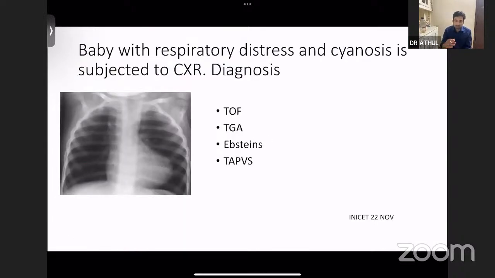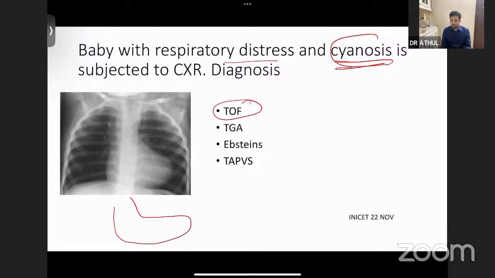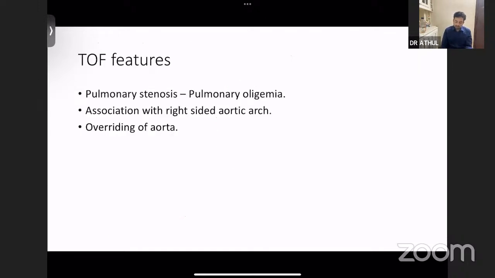Okay, then cardiac X-rays in pediatrics. That is another multiple-time repeat question. Here the baby is presenting with respiratory distress and cyanosis. Here cyanosis is the clue point to help you. And you are able to see a dilated right ventricle with a boot-shaped heart. So the diagnosis is tetralogy of Fallot. So you should see all the X-rays before you go. So tetralogy of Fallot is very important.